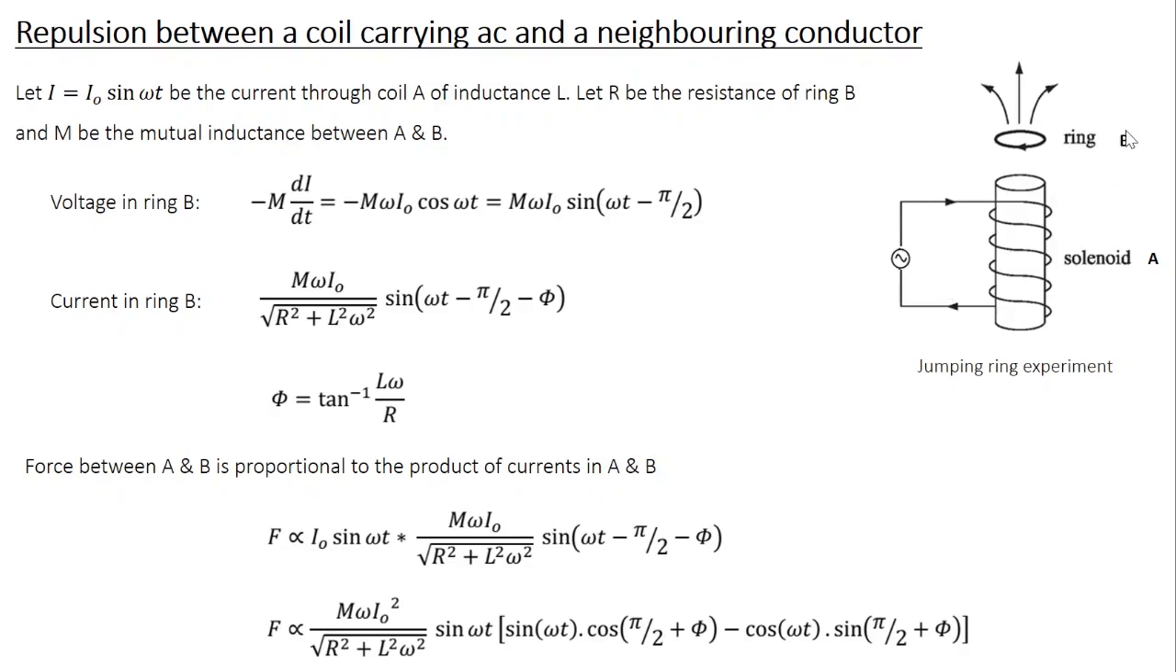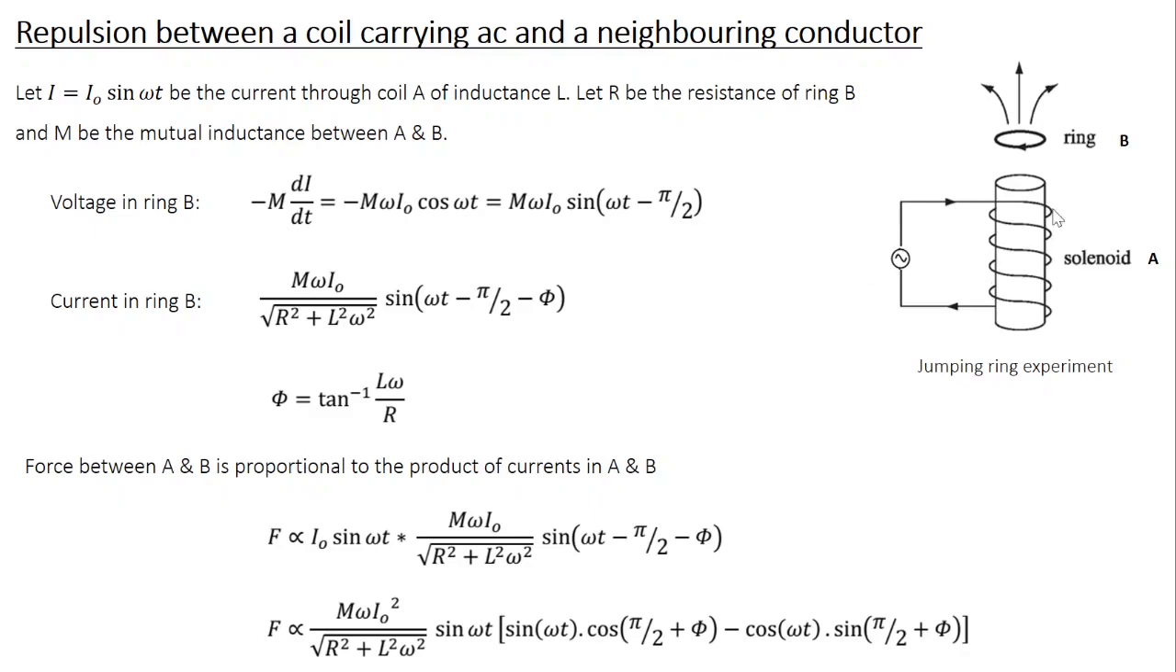So usually when you place B on top of A, nothing happens, but when you pass an AC current through the solenoid, what happens? You will find that the ring is jumping in the air. So this is known as the jumping ring experiment. In the first module, we have done a qualitative analysis of this experiment using the principle of electromagnetic induction. So we know what happens here.